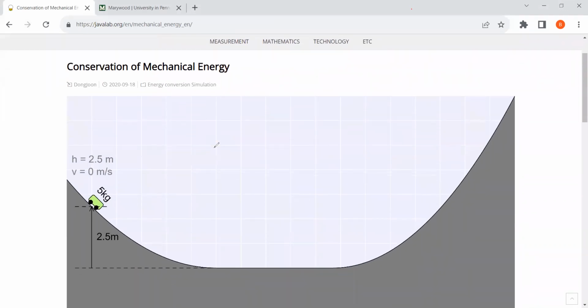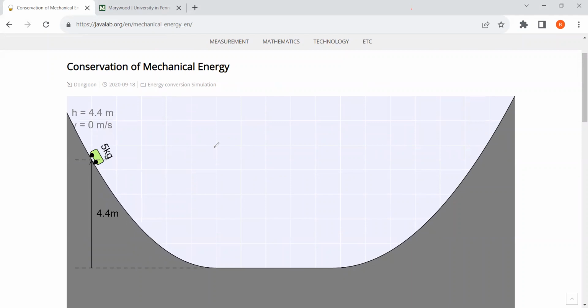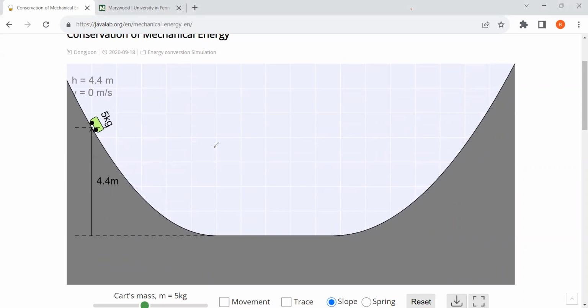So here you see the simulation. We have a car on a track. You see that we can change the track, but I'm not going to change it. Here the car is our system, and the car is at a height of 4.4 meters and is at rest. So that means this car has only potential energy, right? v equals 0 means the kinetic energy is equal to 0, right? At this point it has mgy, with y being 4.4.